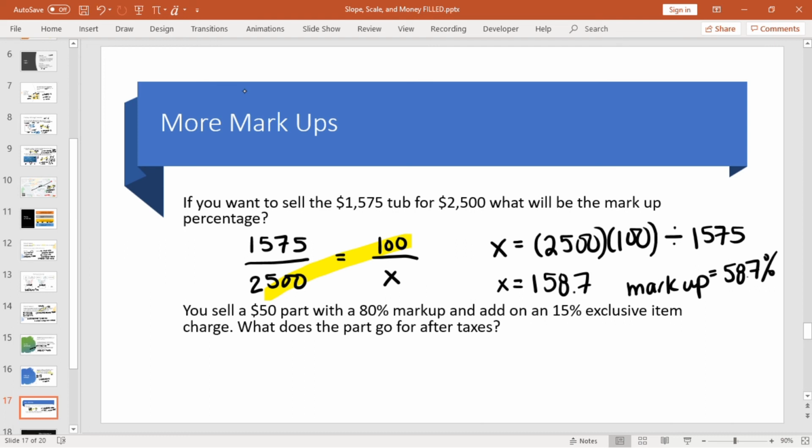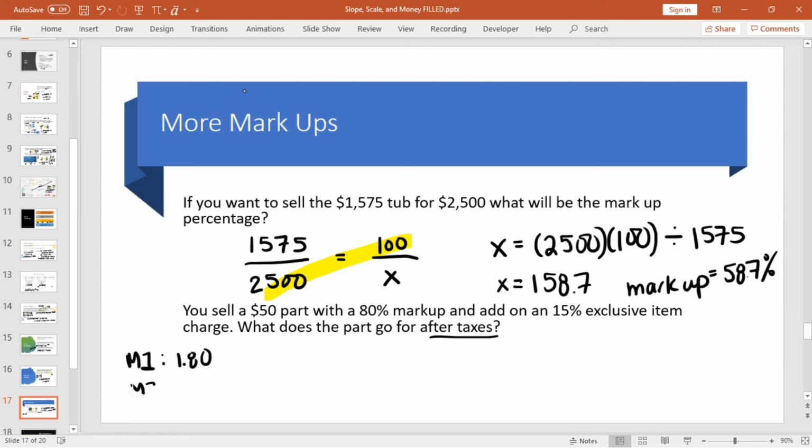Okay, let's look at the second one. We've got a $50 part, there's an 80% markup. We're also gonna sneak in a 15% exclusive item charge, and then we're gonna add taxes. So here we go. Markup 1 is 180, so 1.8.